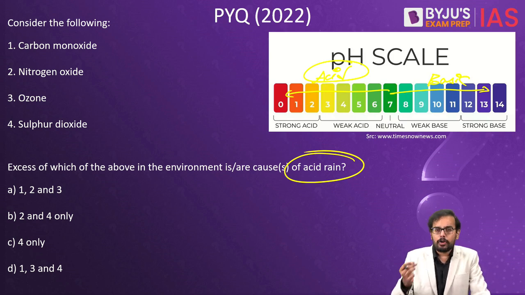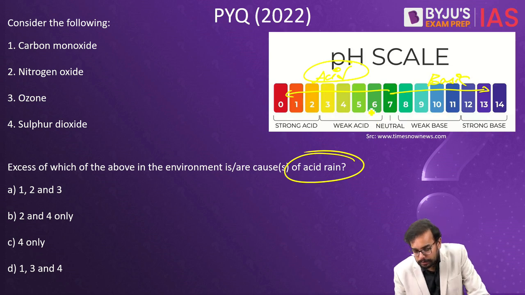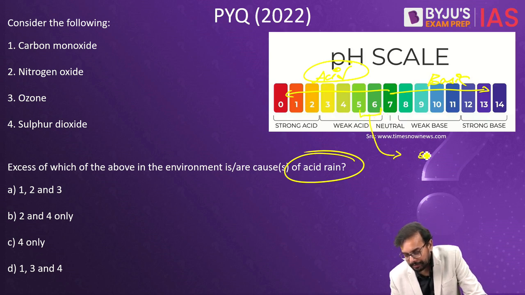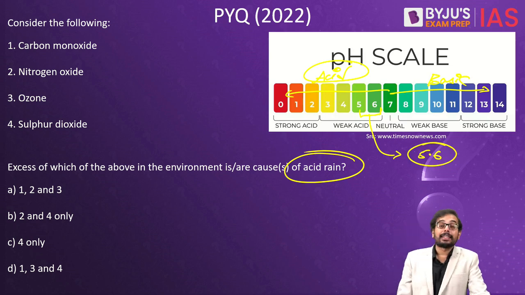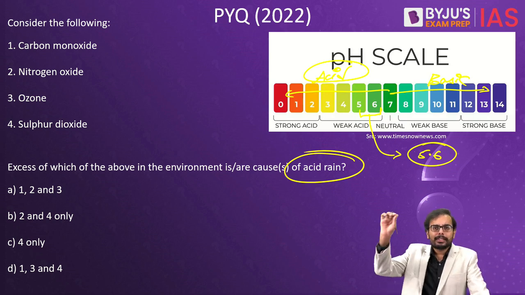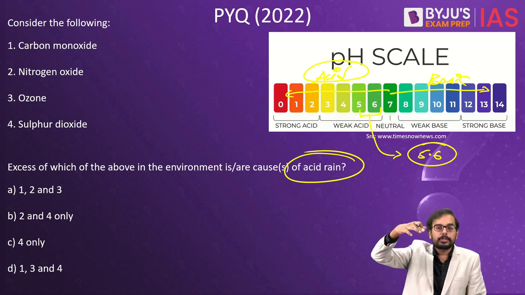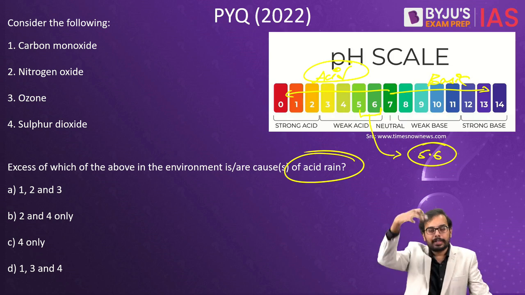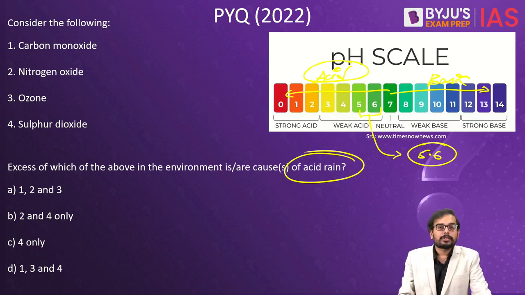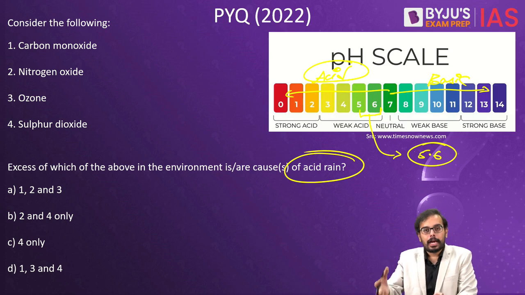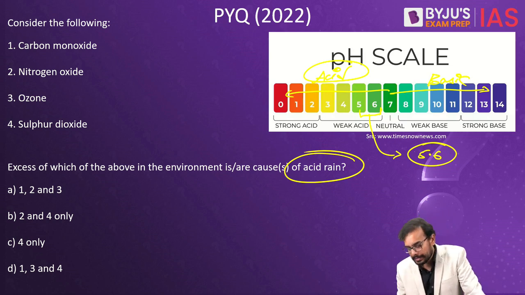Normal rainfall is always acidic, not a strong acid. Normal rainfall varies up to pH 5.6. It is acidic. All the rainfalls are mildly acidic. So how is normal rainfall acidic? We know that carbon dioxide is there in the atmosphere. When the water from the clouds dissolves with the carbon dioxide, it leads to carbonic acid.